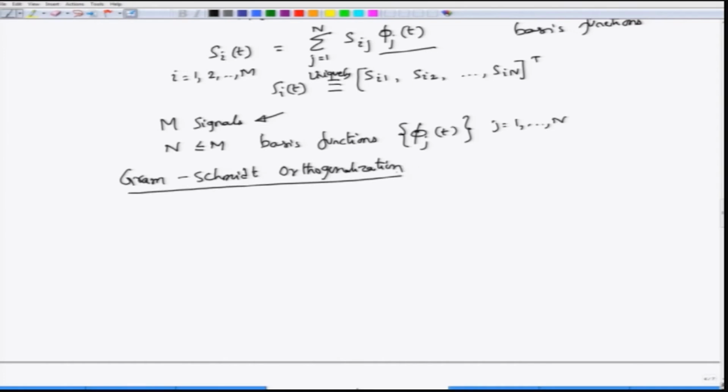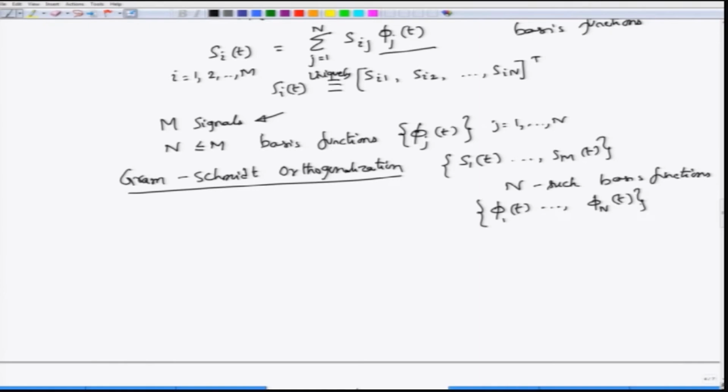Okay. So, this procedure allows you to get n basis functions from a given m waveforms. If I have given you say 16 waveforms, I should be able to find n, which is maybe 2, 8, 10, depending on the waveforms that I have been given. I should be able to find n such basis functions, which can be represented as phi 1 of t to phi n of t. This would be an efficient representation if n is less than m.